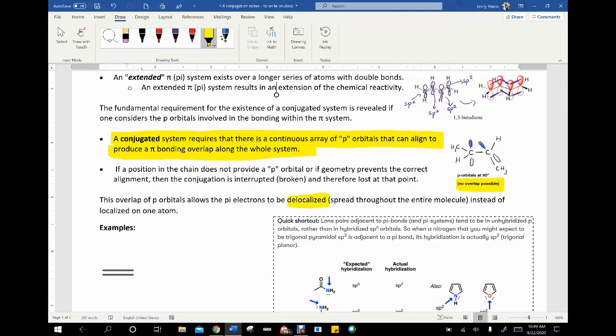Now the word local means that it's close. It stays in one location. Delocalized means spread out. And so what happens is, instead of these pi electrons belonging to a single carbon atom, they can be spread throughout the entire molecule. So that's this idea of delocalization, is that extended pi system allows the electrons to be spread over many of the atoms instead of just localized to the specific atom that it came from.